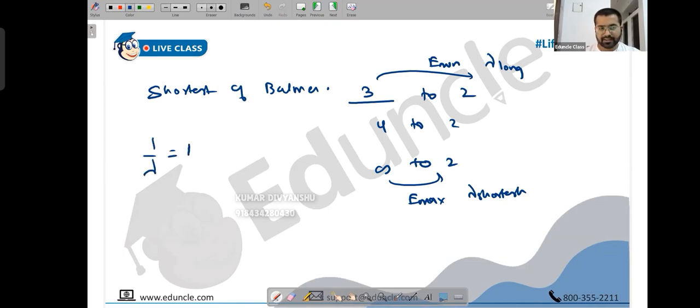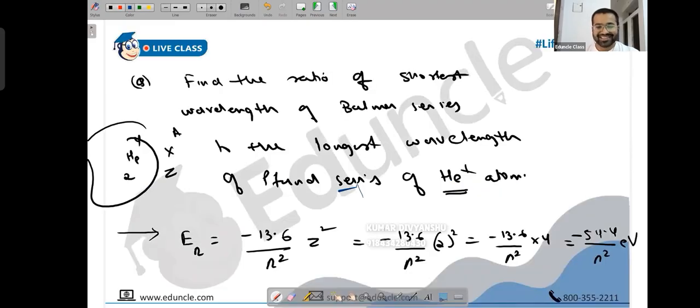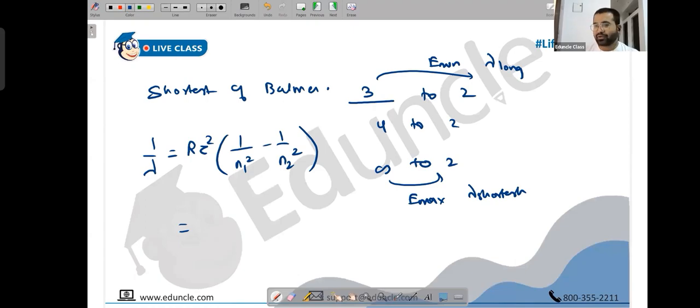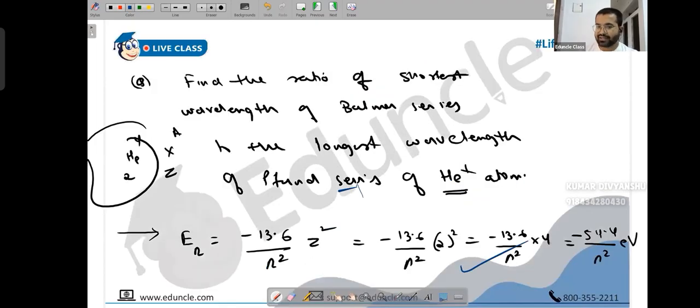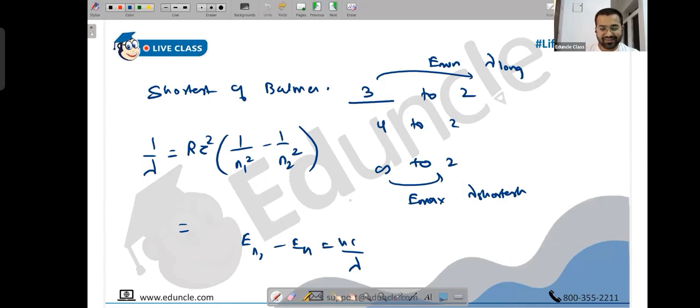So I have the formula 1 upon lambda is RZ square into 1 upon n1 square minus 1 upon n2 square. By the way, even though we calculated this, this is not required. We already have Z square in the formula. But you could have used E2 minus E1 basically. I was planning to use E2 minus E1, just saying, En2 minus En1 is hc by lambda. So if you use this formula, then you can go ahead with this. You can calculate En2, you can calculate En1 respectively, and then you can use hc by lambda. But we already have a formula, right? Otherwise, you can use En2 minus En1. That's also absolutely fine.